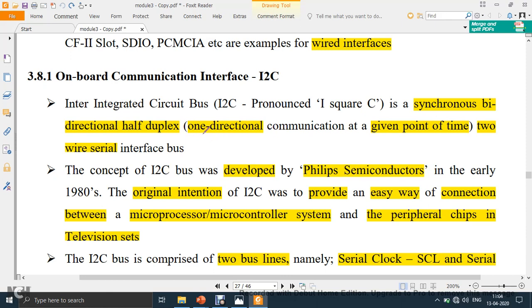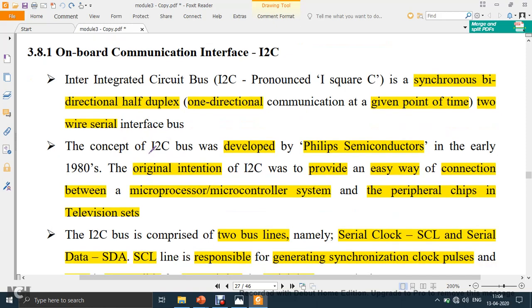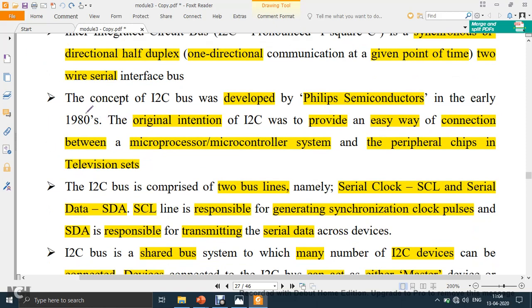So at a given point of time, whenever two devices are communicating with each other, the communication is in one direction, let's say from device 1 to 2 or from device 2 to 1, but not simultaneously. That is one-directional communication at any given point of time. And how many wires does it have? It has a two-wire serial interface, and it is a serial communication interface. So it is synchronous, bi-directional, half duplex, has two wires, and is serial. Serial means, as I told, the communication takes place one bit at a time. Next, this concept is not new.